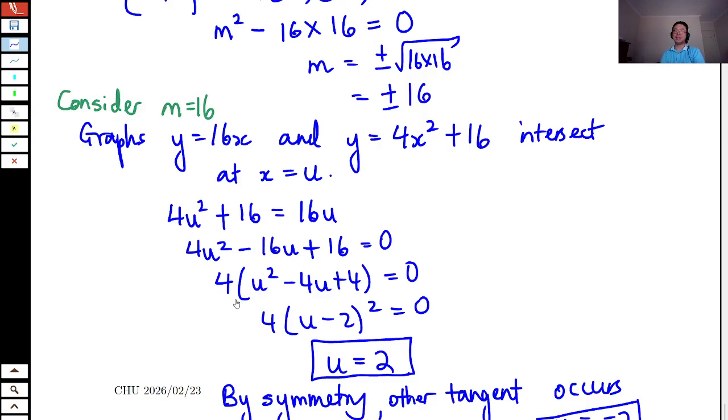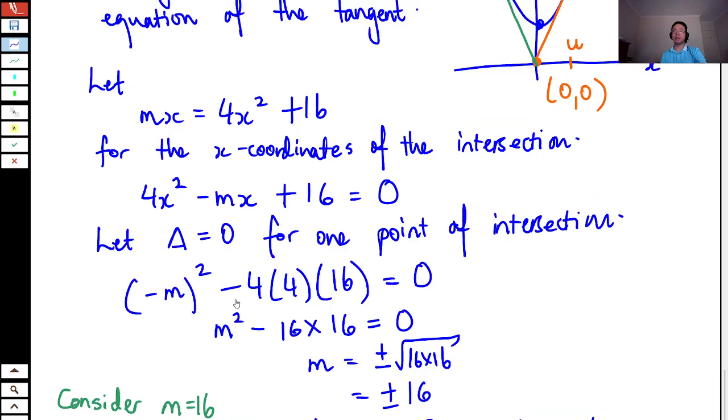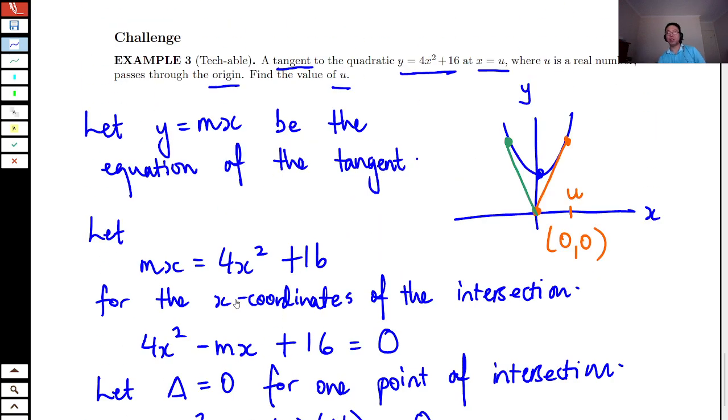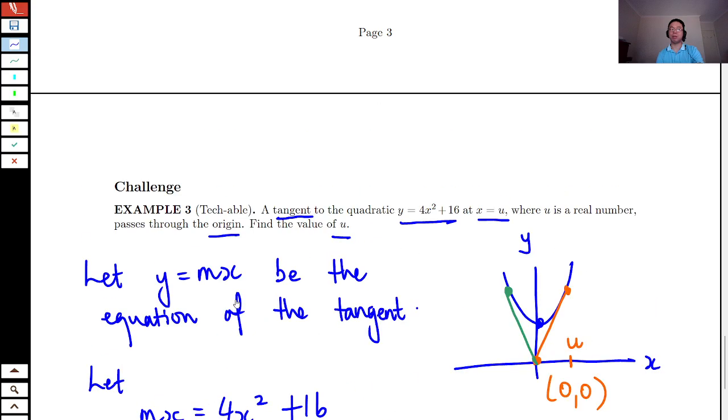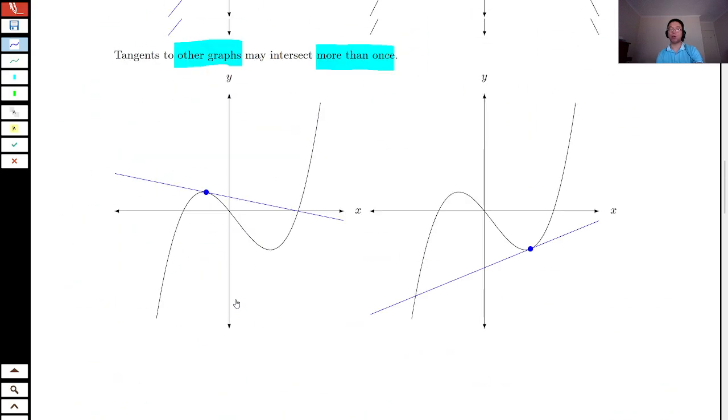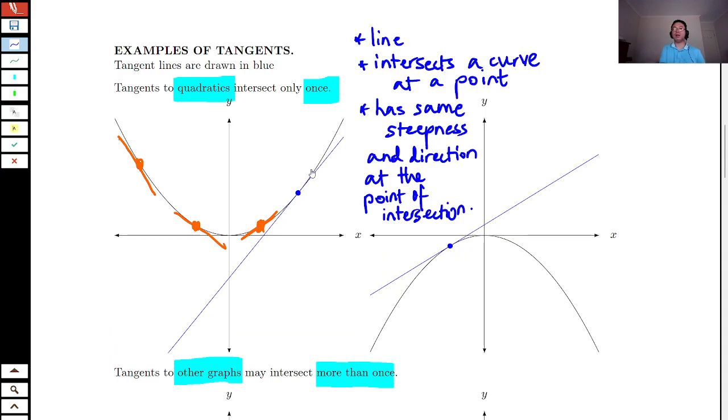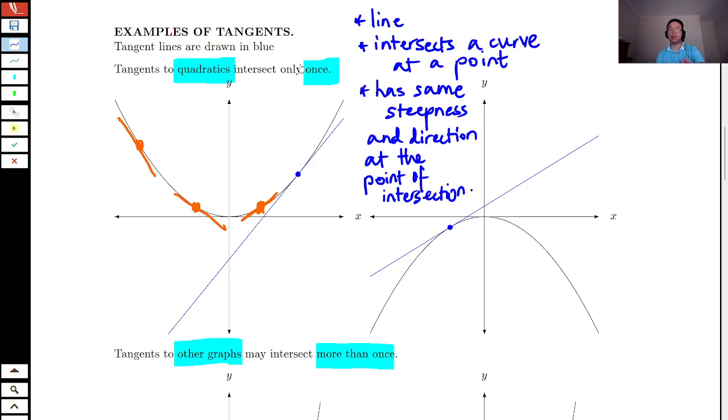Okay, challenging example, but I hope the picture was helpful. All we needed to do was define a linear graph through the origin, allow that graph to intersect the parabola, and then set the discriminant to be 0 for 1 point of intersection. Why do we set the discriminant equal to 0? Because for quadratics, we know that there is only 1 point of intersection with a tangent. Please remember that once we move away from quadratics, which is coming soon, that's no longer going to be true.